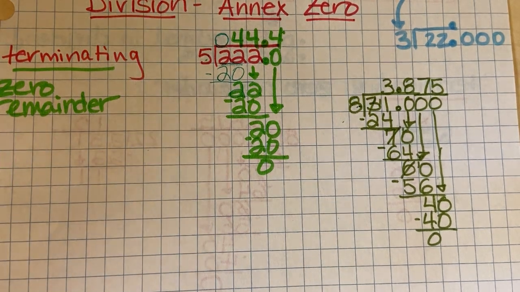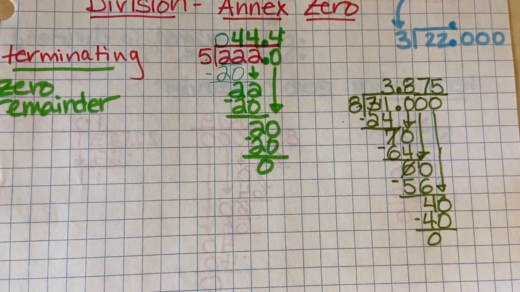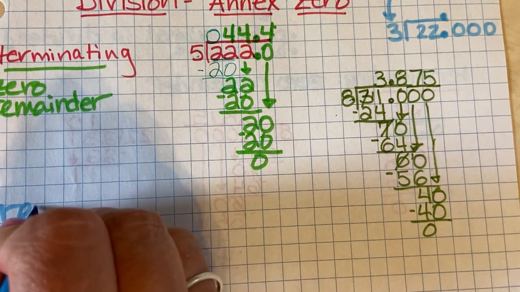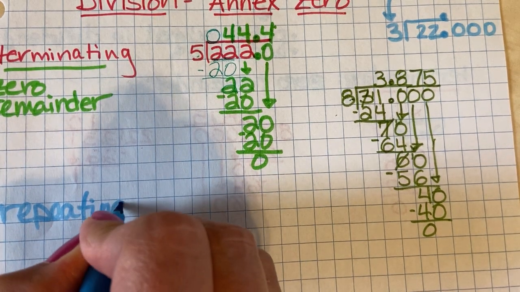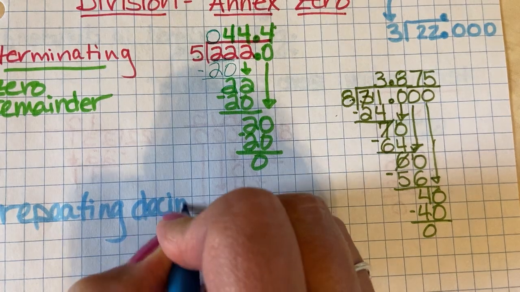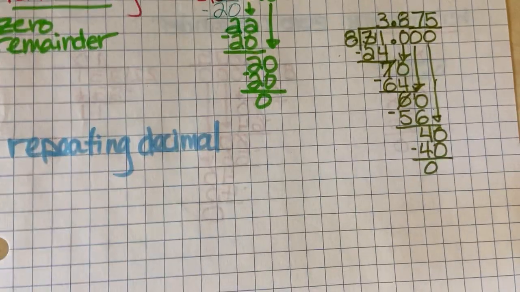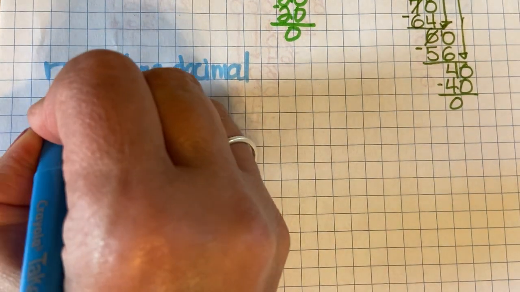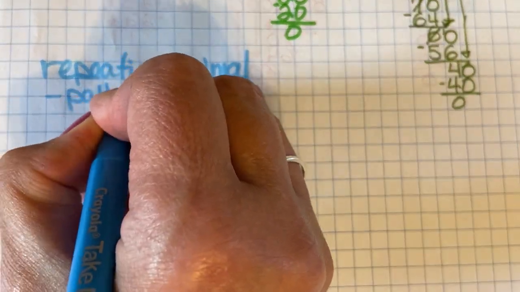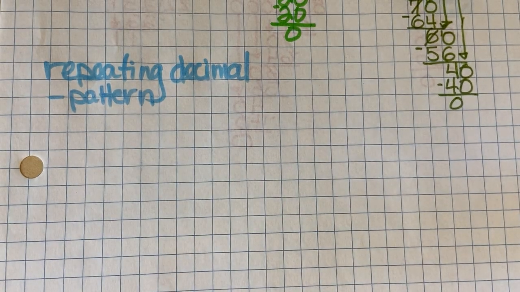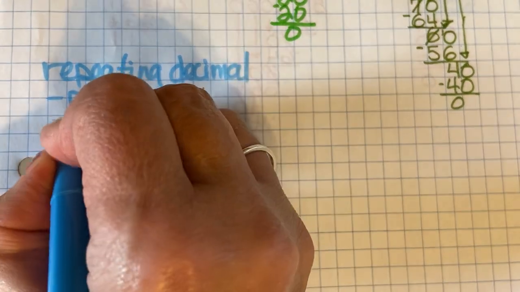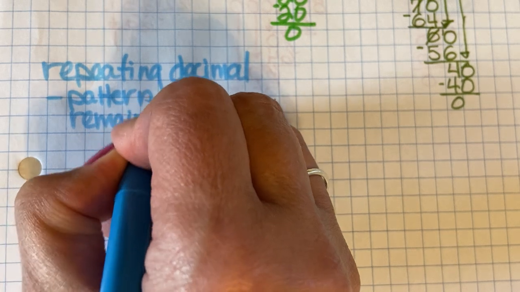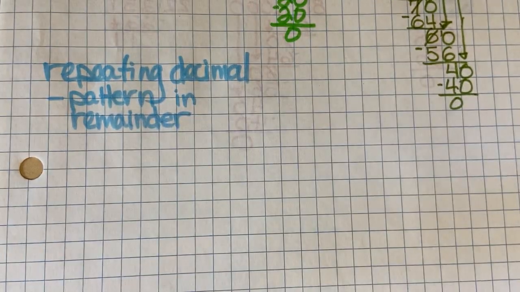All right, let's talk about a repeating decimal. A repeating decimal just means that you're going to have a decimal and it's just going to keep going. So you're going to find a pattern, okay? You're going to see a pattern in your remainders, okay? All right, so let's do one. I'm going to start with one that is pretty simple.